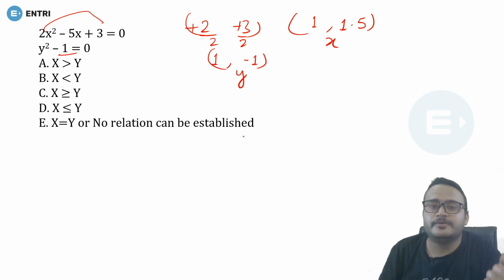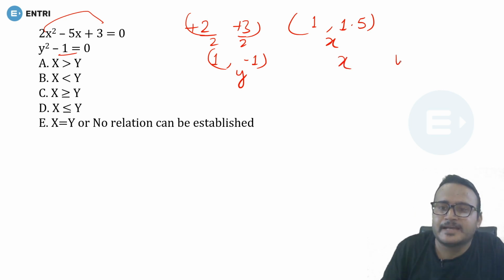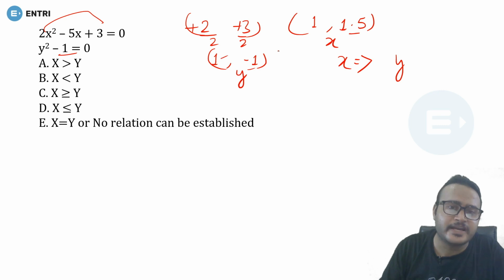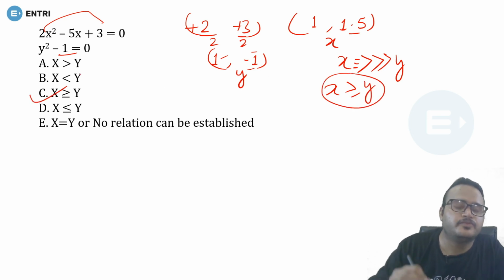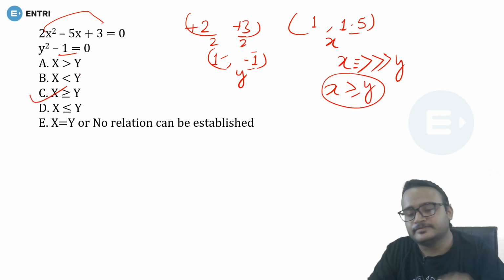In the same way as we found x square minus 4 equals 0, that equation. Okay, so guys, now you can compare here x, here y. This one is equal to this but greater than this. In the same way, this 1.5 is greater than this. So guys, here is the equal sign also, so you can write x is greater than equal to y. So guys, you need to mark C as your right answer.